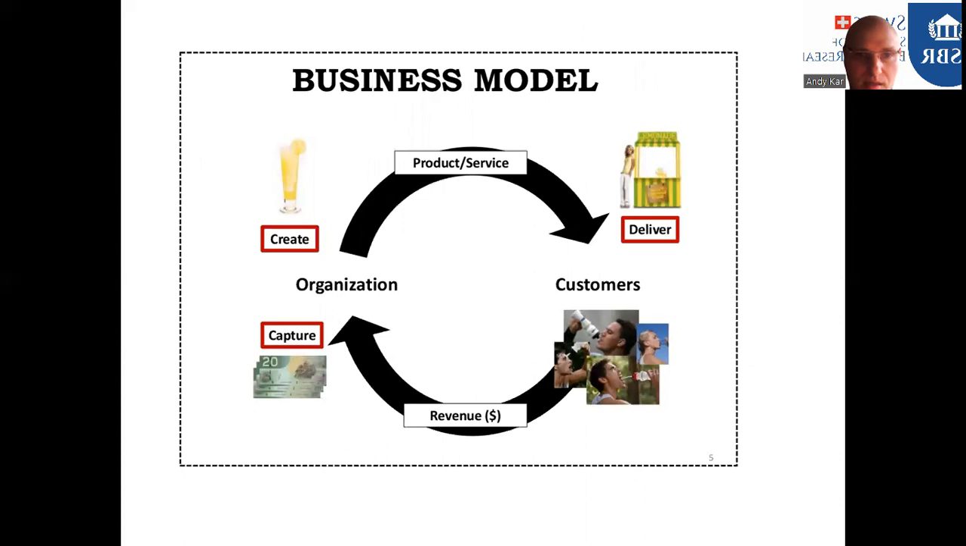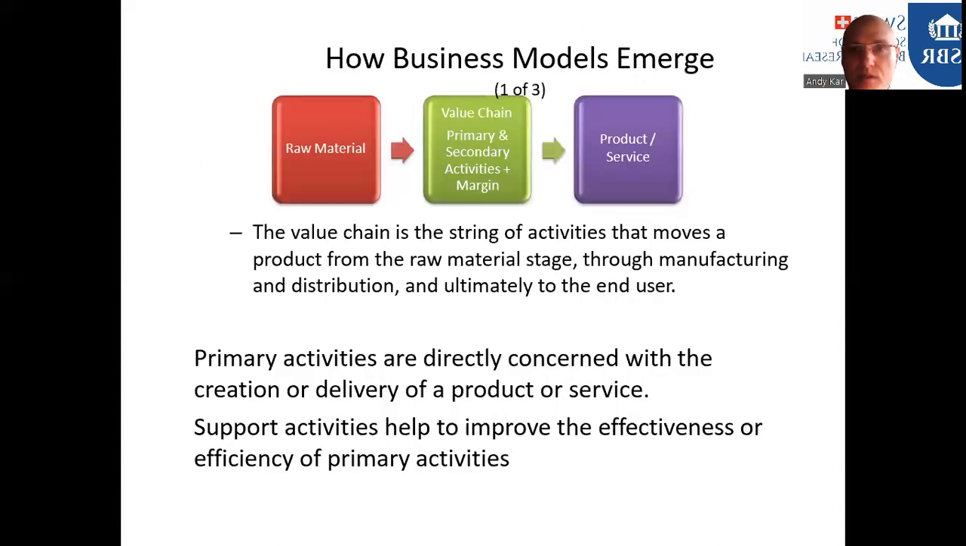Now we can see the cycle of a business model. The organization creates a product or service and delivers it to the customer. The customer gets it, we get the revenue, and this is how things work. How does a business model emerge? We have the raw material, the value chain, primary and secondary activities plus margin, and the end product and service. The value chain is the string of activities that moves a product from the raw material stage through manufacturing and distribution and ultimately to the end user.